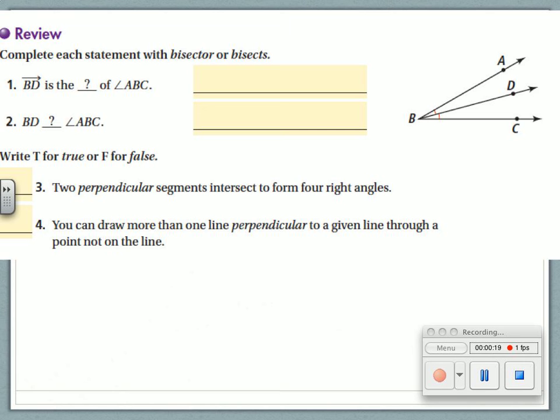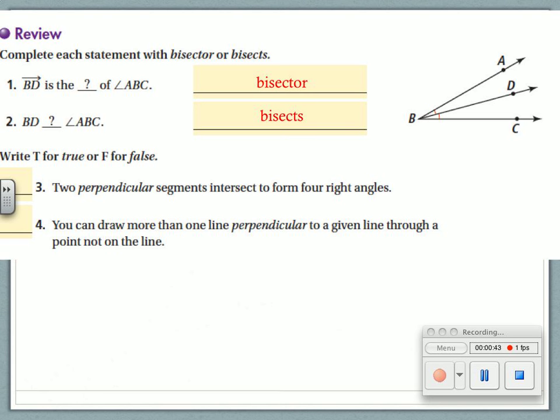In the picture at right, ray BD is the bisector of angle ABC. It is an angle bisector. It creates two equal angles, ABD and DBC are congruent angles. If I said BD, I'd say BD bisects angle ABC.